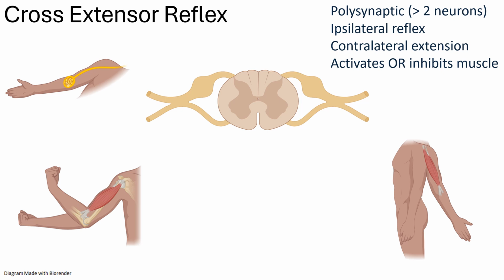The crossed extensor reflex is a reflex that has both an ipsilateral and a contralateral response, controlling muscles on both sides of the body. So this reflex doesn't just activate muscles, it also inhibits muscles too. And finally, we're going to discover that it is absolutely a polysynaptic reflex. There are lots of neurons here.